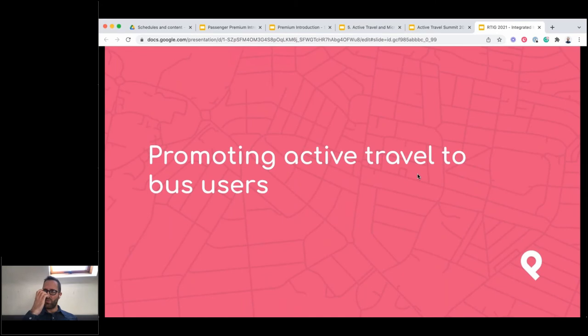Promoting active travel to bus users. I'm casting my mind back to 2019 when this stream of work really kicked off within the team at Passenger. Active travel was less of a widely known term than it is now. I think I picked it up at a Landor event at the beginning of the year in Bristol, a sustainable transport and public health event, where I was surrounded by lots of discussion around walking and cycling as an active way to get around. And I'm not entirely sure that it had really dawned on me that walking was a viable mode of transport until that point.